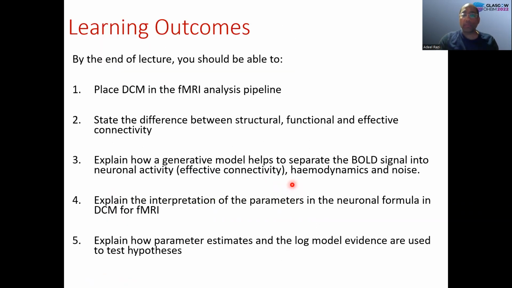You will be able to explain how a generative model helps to separate the BOLD signal into its constituents, for example, the neural activity, hemodynamics, and the noise. You should be able to explain the interpretation of different parameters in the neural formula that I will be deriving for DCM for fMRI, and explain how the different parameters and log model evidence can be used to test model hypotheses.